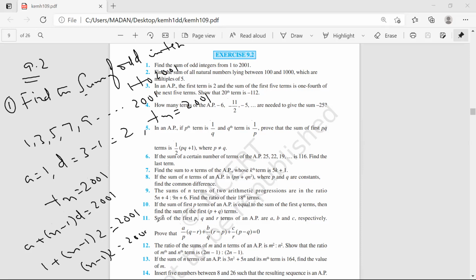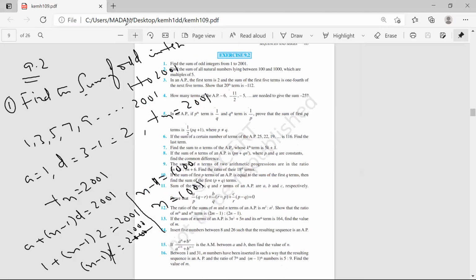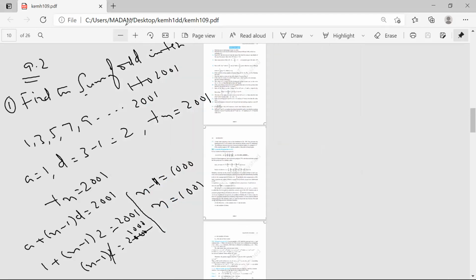N minus 1 into 2 equals 2000. So N minus 1 equals 1000. N is equal to 1000 plus 1, 1001. Please try to understand, here n you got 1001.